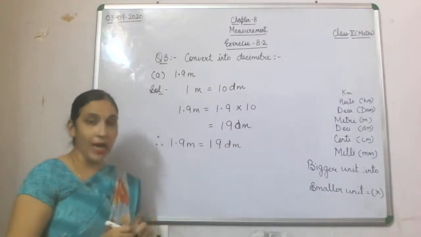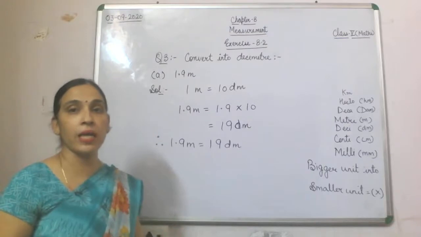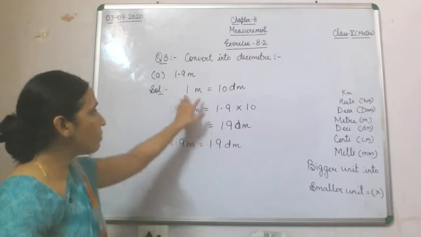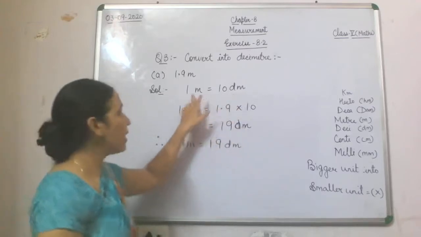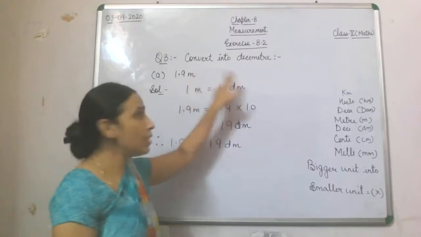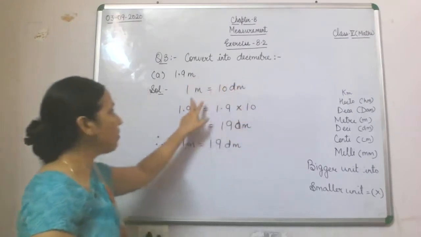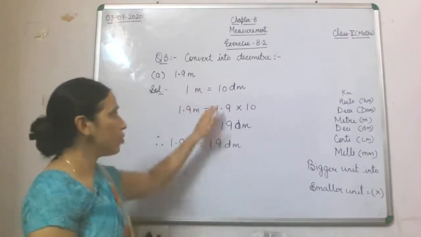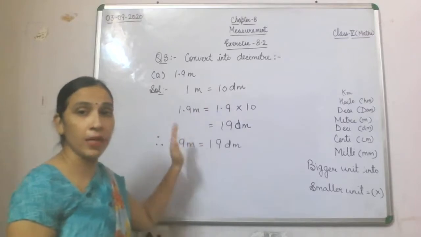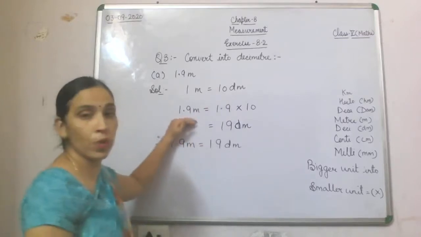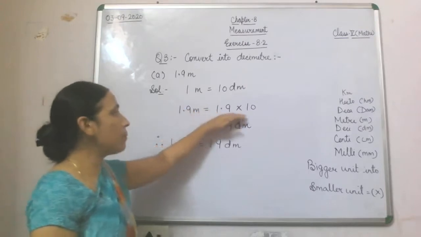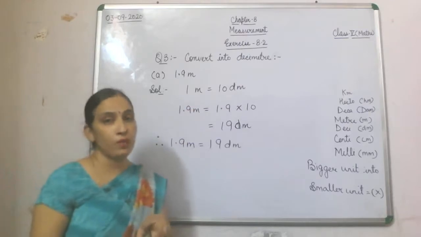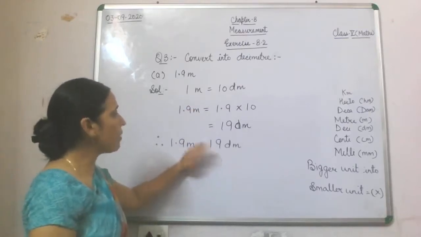Quite easy, as we have understood in the last two classes that whenever you have to convert a bigger unit into smaller unit, first we will find a relation between these two. Like here the question is given in meter and you have to change it into decimeter. So we will find how many decimeter are equal to 1 meter. So that many decimeter will be multiplied by the given quantity. That is, 1.9 meter will be multiplied by 10, we get 19 because the decimal will shift towards the right. So with this we have completed this question.